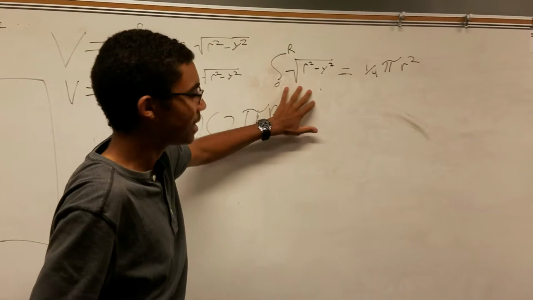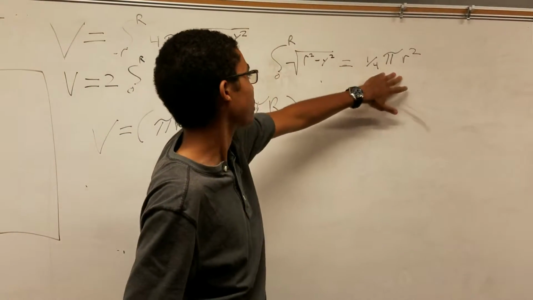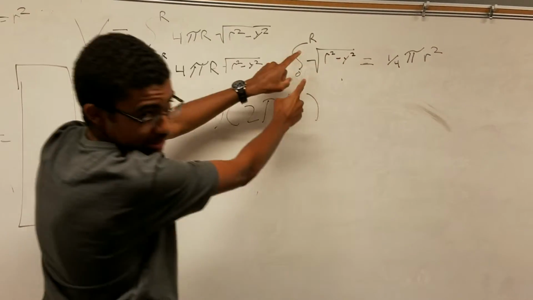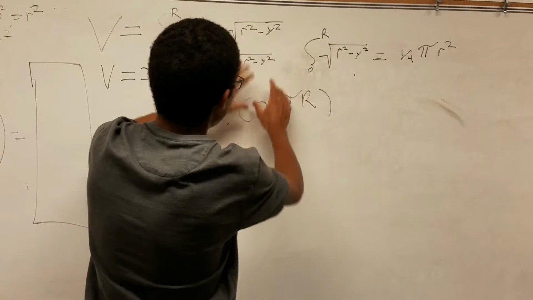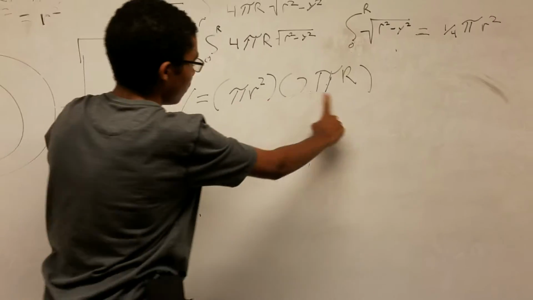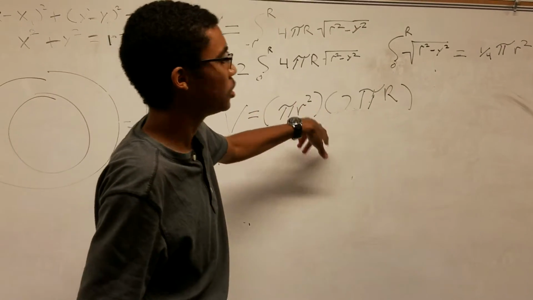Now, if you put this into Wolfram Alpha, you'll end up getting 1/4 pi r^2. That's where this comes from. And again, all I'm doing here is replacing this portion over here, putting that into here. And once you multiply that out and do some simplification, you'll get the volume of a torus right here, which is volume equals pi r^2 times 2 pi r.